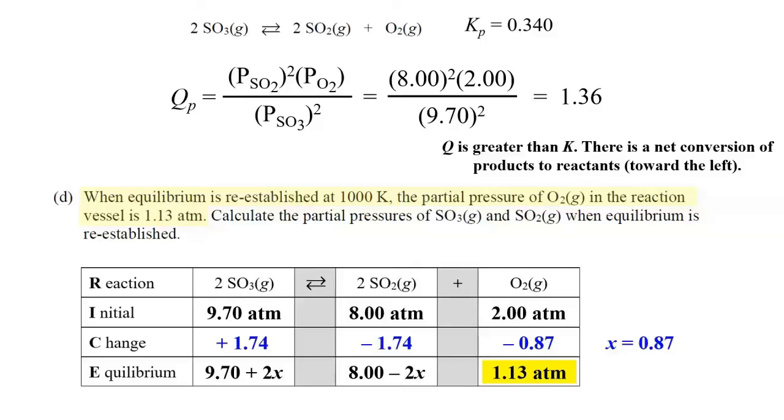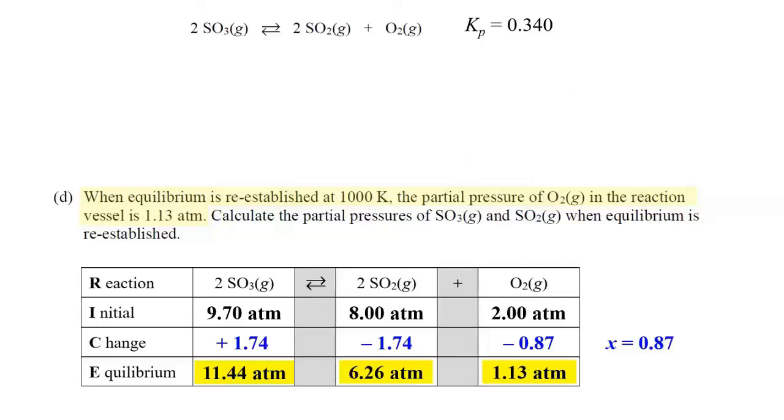Let's do the math from top to bottom. 9.70 plus 1.74 becomes 11.44 atmospheres, and 8 minus 1.74 is 6.26 atmospheres. So calculate the partial pressures of SO3 and SO2 when equilibrium is reestablished. So we've done that. We filled in all of the numbers in the final row of the rice table. Let's go ahead and check and verify, do these three new numbers that we have now represent an equilibrium system?